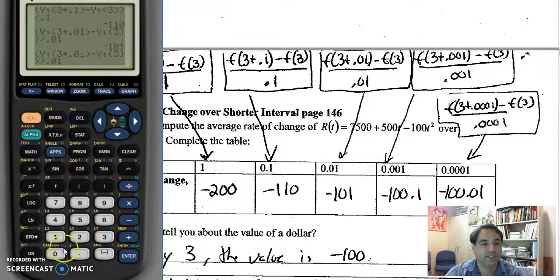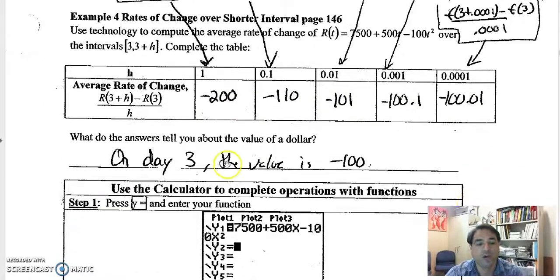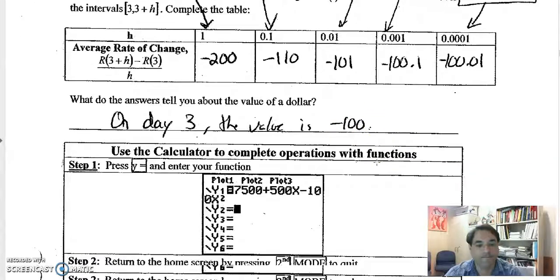We're going to insert, second, delete, 0. Second, delete, 0. That would be this one. And then second, enter, second, delete, 0, second, delete, 0, and again, they match, just doing it in the calculator. And what we're learning is, as we get closer and closer to 0, we notice what happens on day 3. It approaches about negative 100. So on day 3, the value is negative 100, so we can say on day 3, the rate of change is decreasing 100 rupees per day.